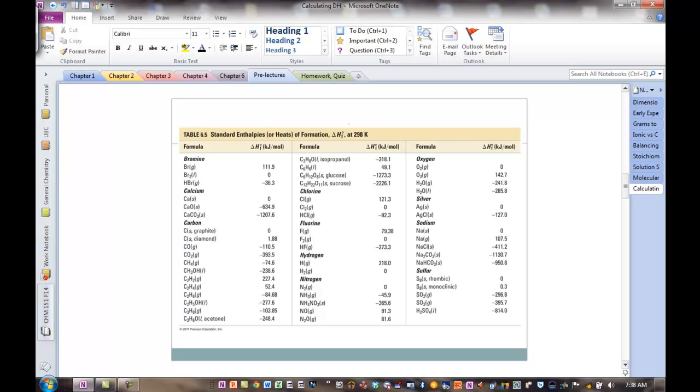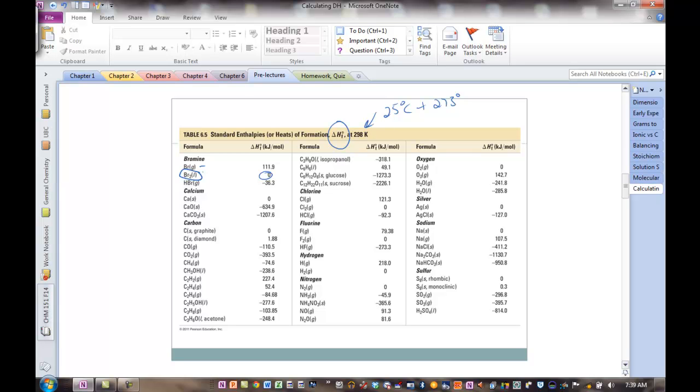And you'll see up here at the top, these are standard enthalpies or heats of formation, delta H of formation, at 298 Kelvin, which is 25 degrees Celsius. To go between Celsius and Kelvin, we add 273 degrees. All right, so these are all tabulated for you. One other thing to note, elements in their standard state, bromine is a liquid at room temperature, delta H formation is 0. As a gas, it has a delta H formation value.